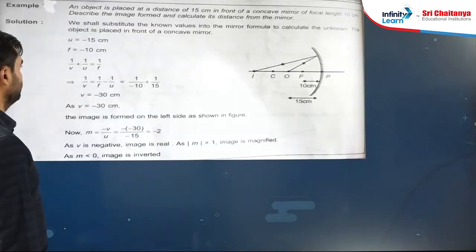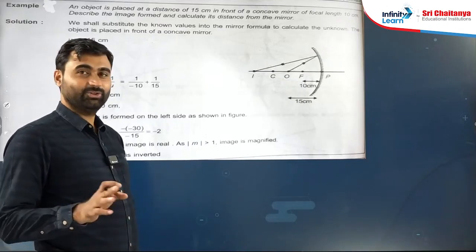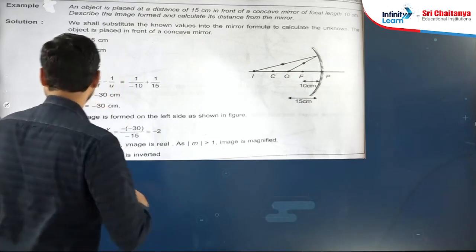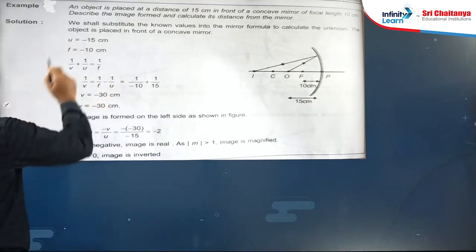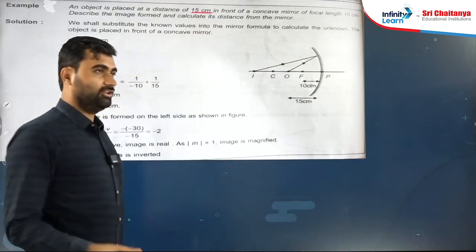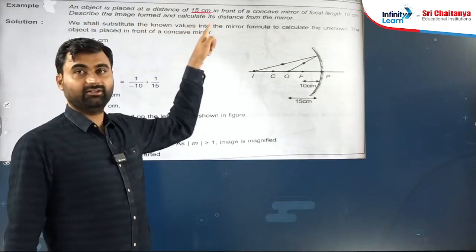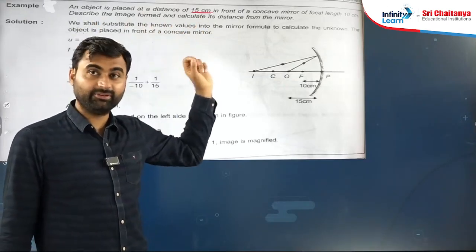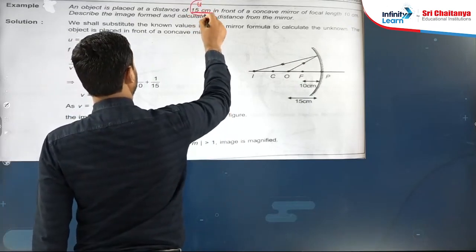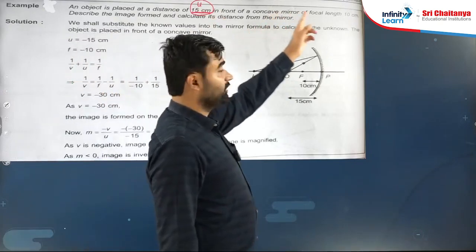So one example. Okay, the solution is there, no need to worry, just understand, because after solving it we will solve one question also. So what is given here? An object is placed at a distance of 15 centimeter. First you have to know what is given. Object distance means u. We will write here that u is given. In front of a concave mirror.